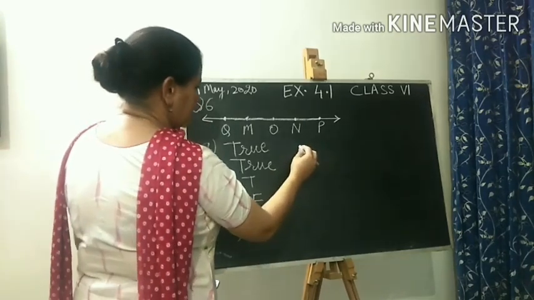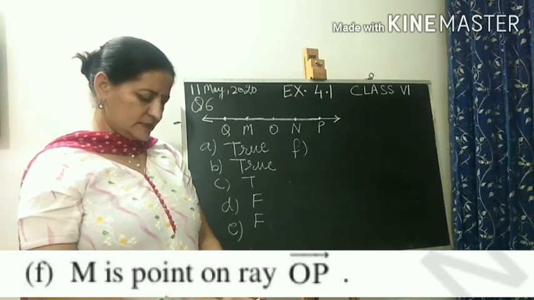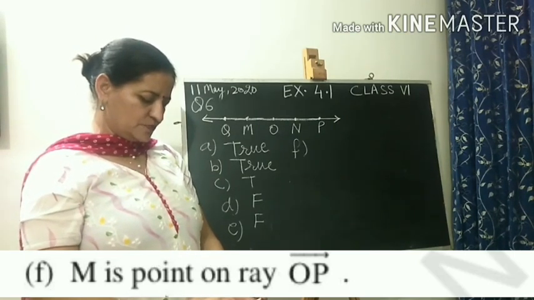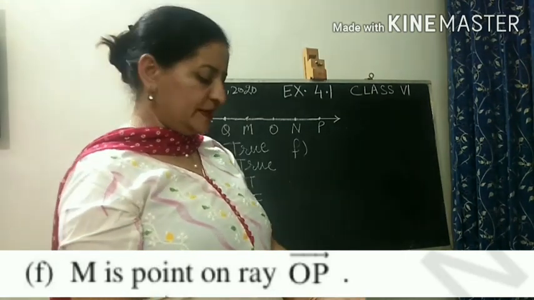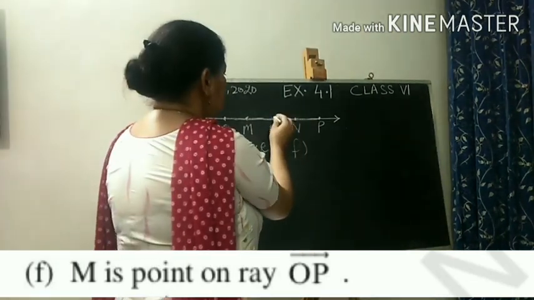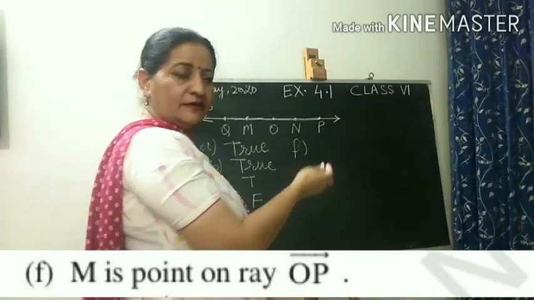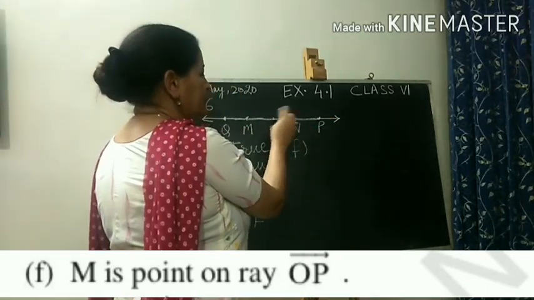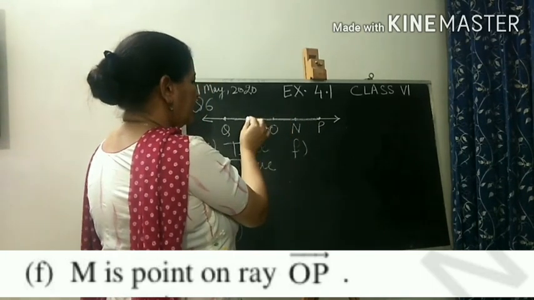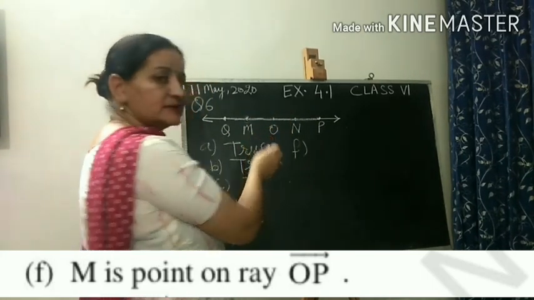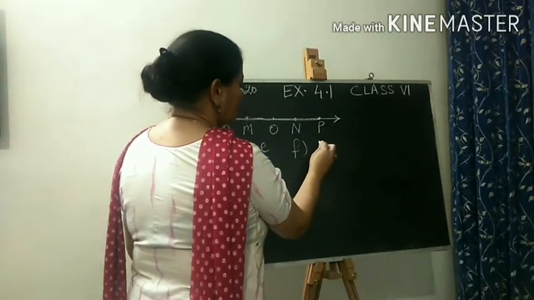Now F part. F part is M is point on ray OP. Ray is OP. We know when it is a ray, we have just one starting point. So ray OP is starting from O. And in the given statement, M is a point on this ray. So this is also false.